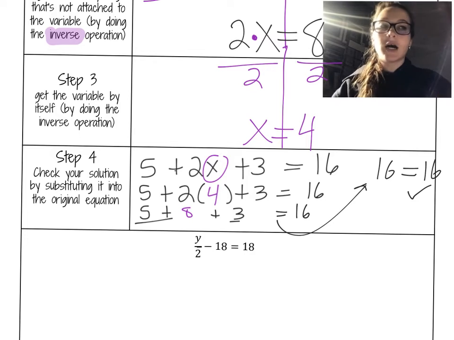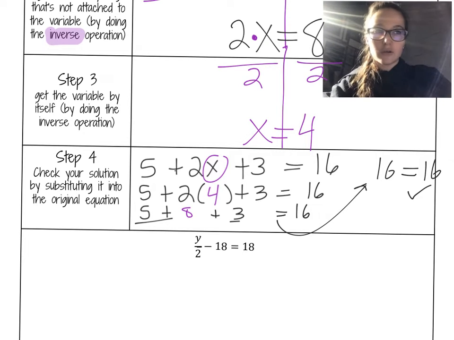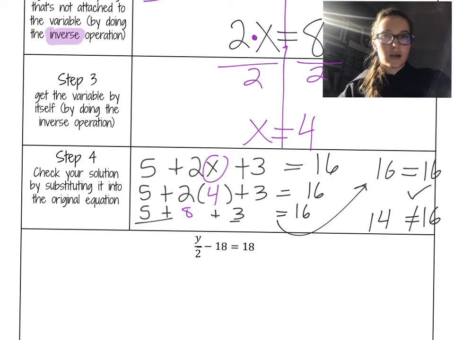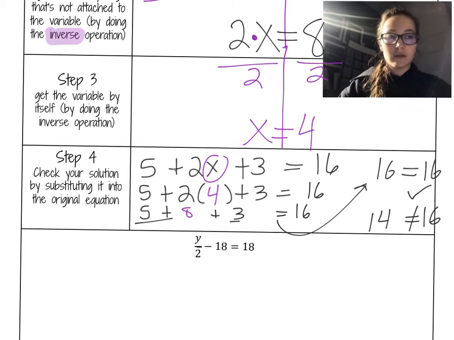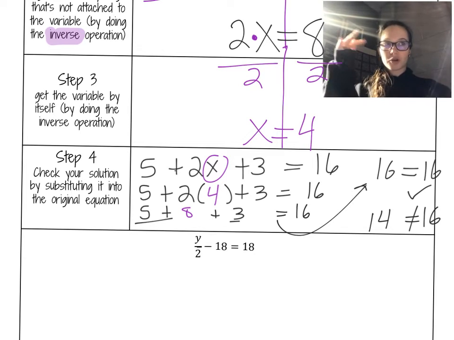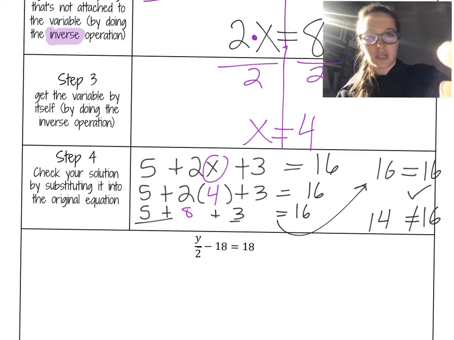If you got something untrue, like when you solved it, you got 14 equals 16. 14 does not equal 16, right? This sign means not equal to, okay? That would be an untrue statement, right? Those aren't the same number. They don't equal each other. So then you would go back and check your work, try it again until you get a true statement.